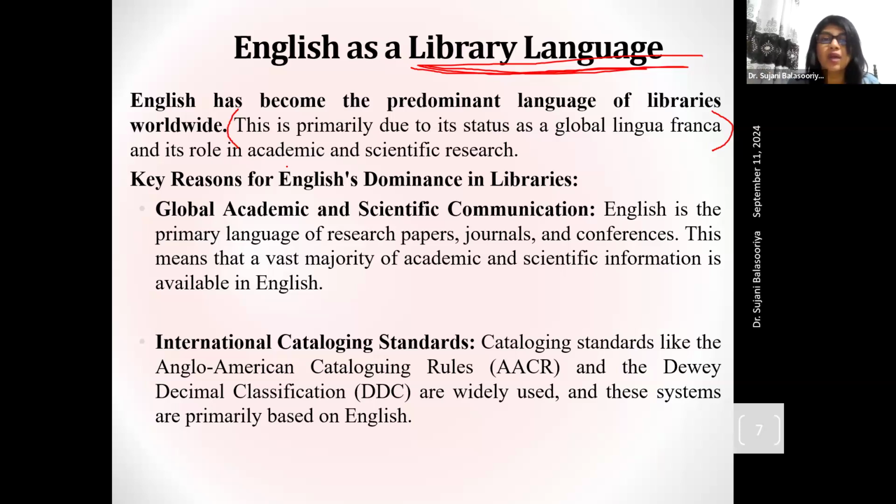And why do we say English is a library language? Because these accepted cataloging standards are based on English, right? They are given in the English language. That is the biggest reason why we call English a library language. And these are the commonest cataloging standards used in libraries worldwide, right? The DDC and also the AACR. So English is used in these cataloging systems.